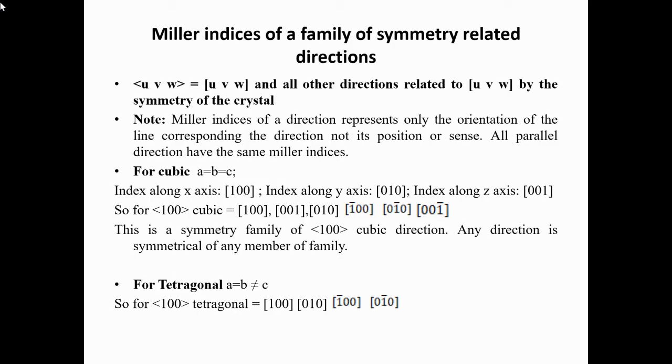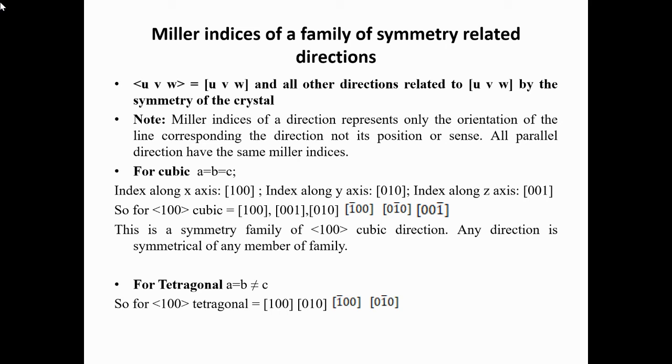So as I said, the Miller indices of a direction represent only the orientation of the line, not its position nor its sense. The negative x-axis also has the same direction. All the parallel directions have the same Miller indices. So for cubic, as you know, the edge lengths of the x-axis, y-axis and z-axis are equal to each other. That means A equals B equals C.